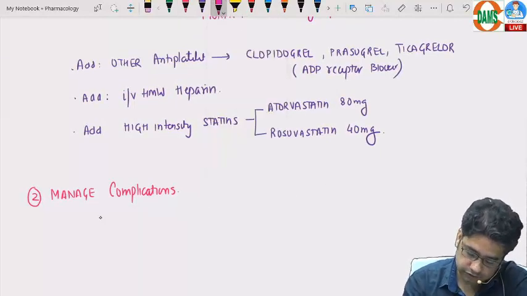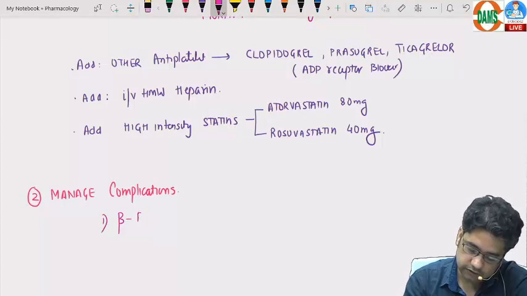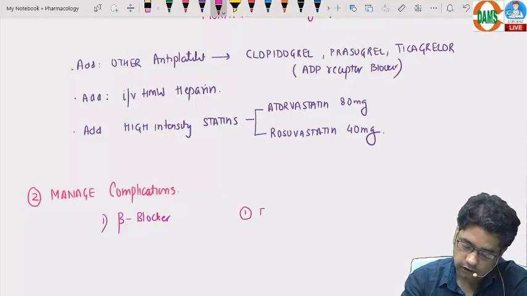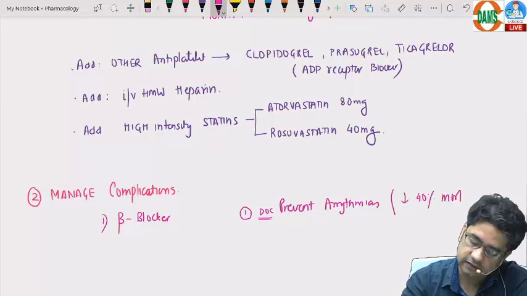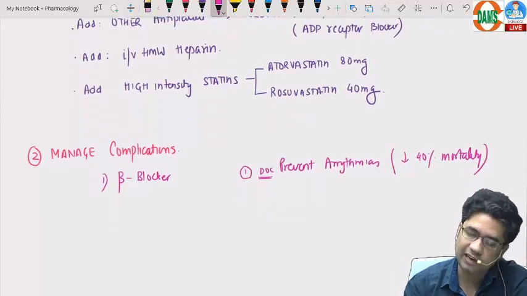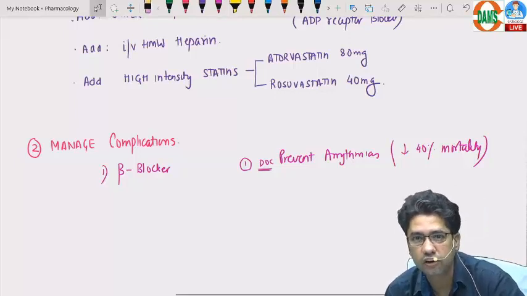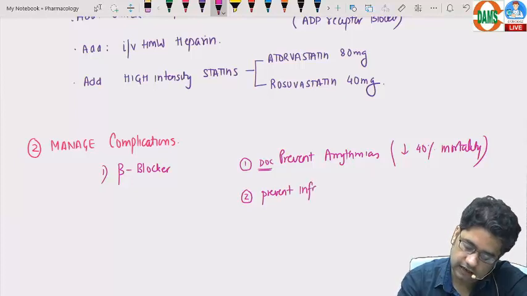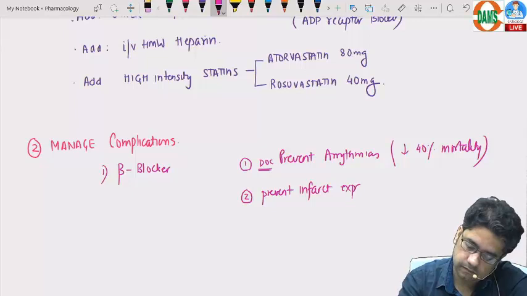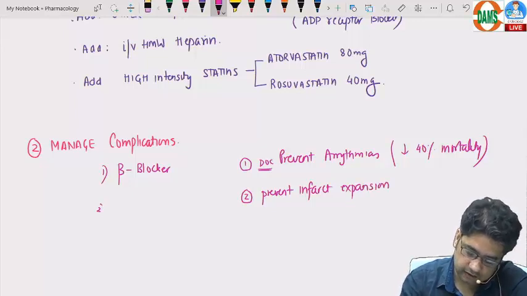Now what are the complications? You will write first beta blockers. Drug of choice to prevent arrhythmias. And they decrease mortality risk by 40%. If you start beta blocker during MI, there is a chance of 40% reduction in chances of death. Second point, beta blockers prevent infarct expansion. Second drug, ACE inhibitor.